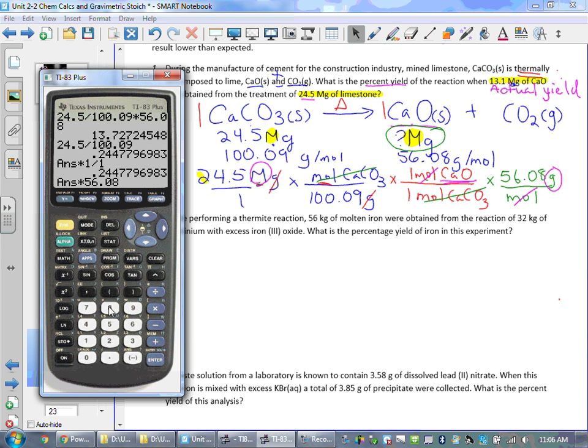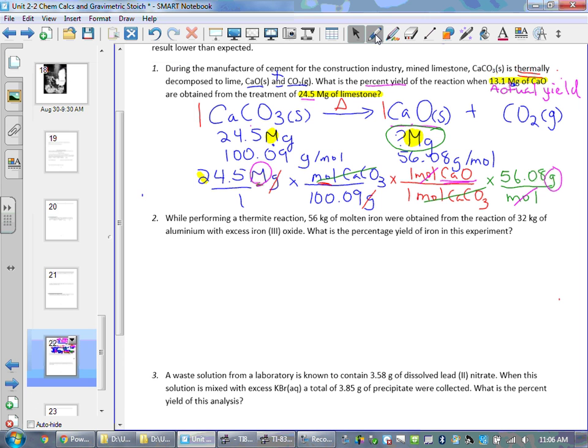Ah, so we've got to enter the same numbers. And we get 13.727 for non-baby step, and 13.727 for baby step. This is in megagrams. So then we're going to do the actual yield over the theoretical yield. So 13 point, and in significant figures, there should be how many? 3. So it's 13.7.